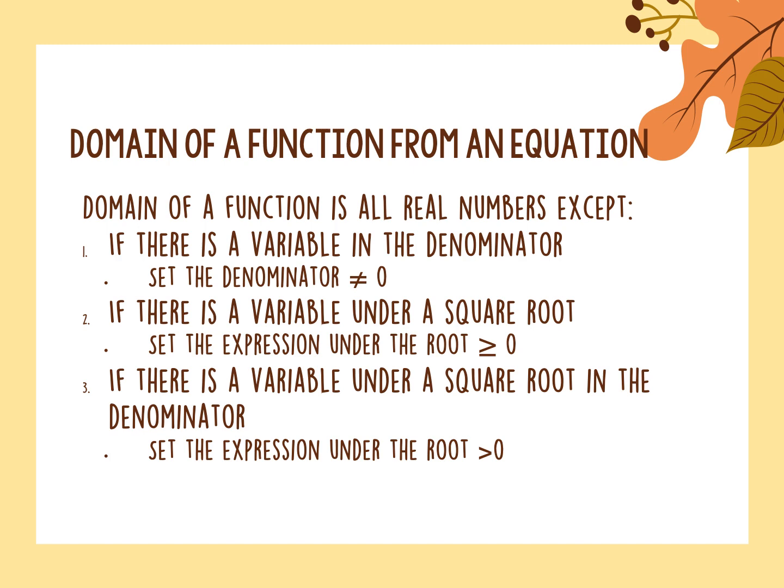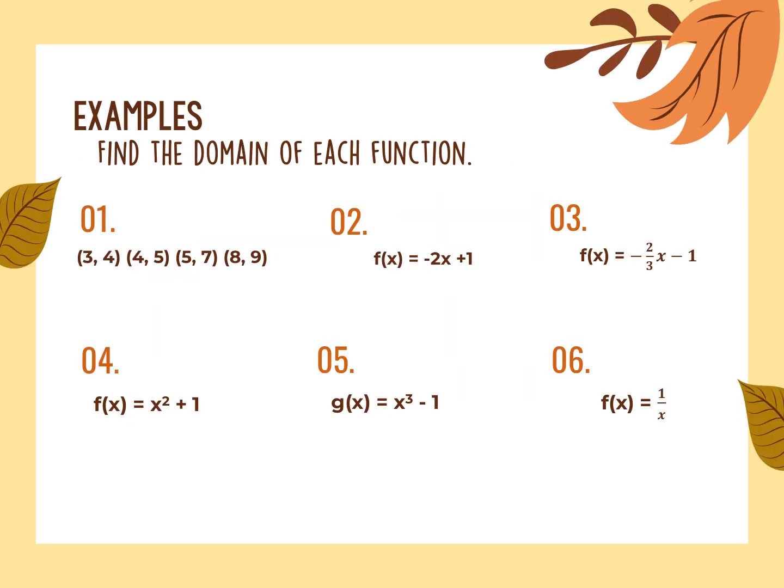The second one, when there is a variable under a square root, and then we're going to set the expression that's under that radical symbol greater than or equal to 0, because we do not want any imaginaries. And then here, if there's a variable under the square root and it's in the denominator, then instead of setting it greater than or equal to 0, we're only going to set it greater than 0. Because again, remember, it can't equal 0 when it's in the denominator. So that's why we take away the or equal to part. So let's go ahead and take a look at some examples.